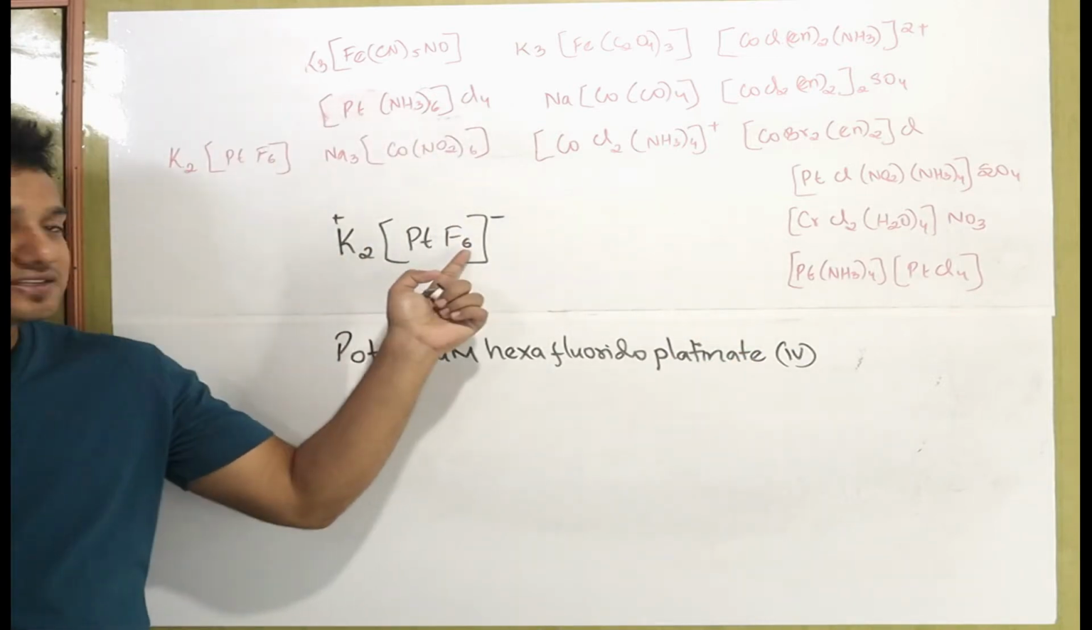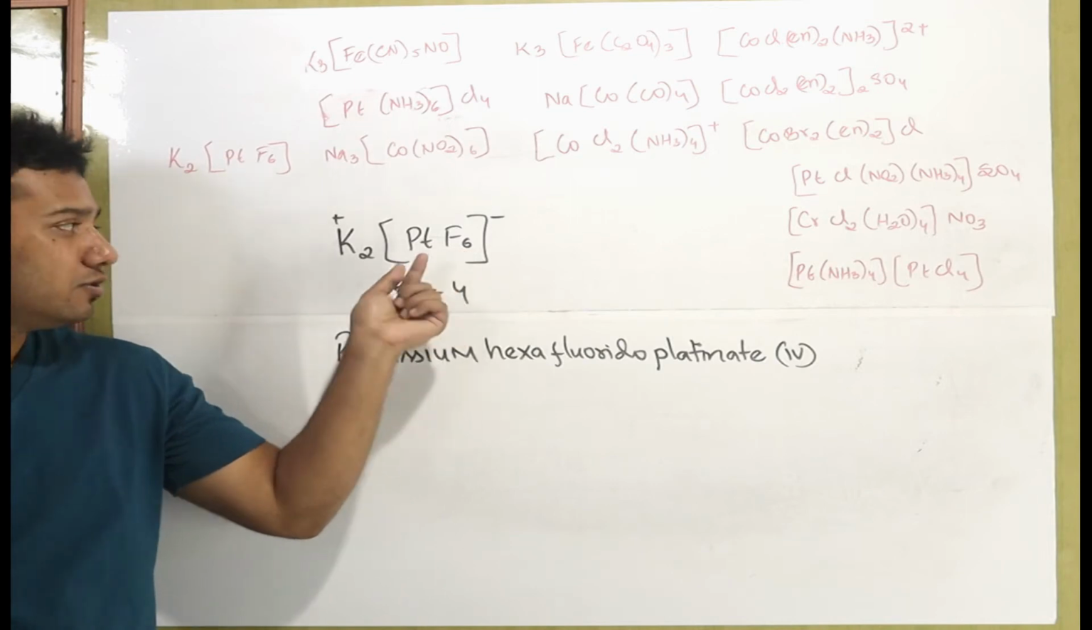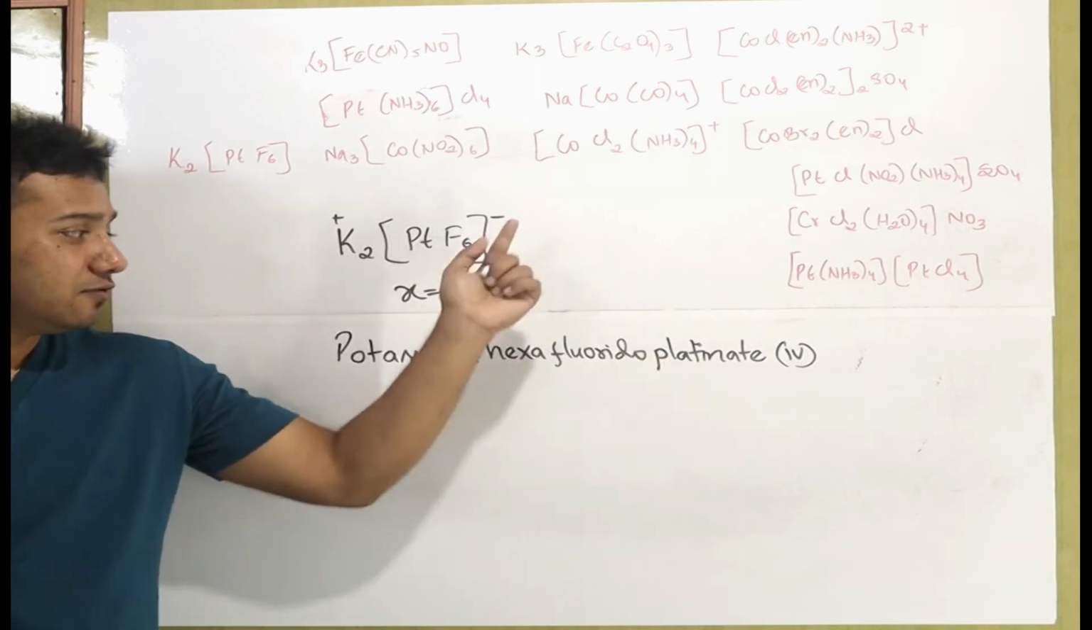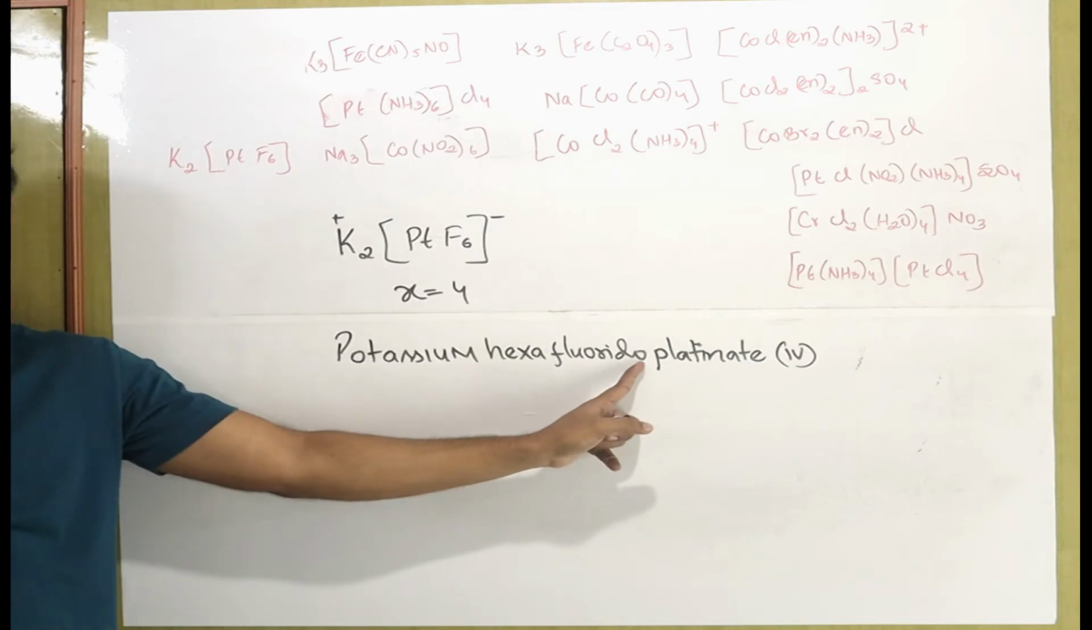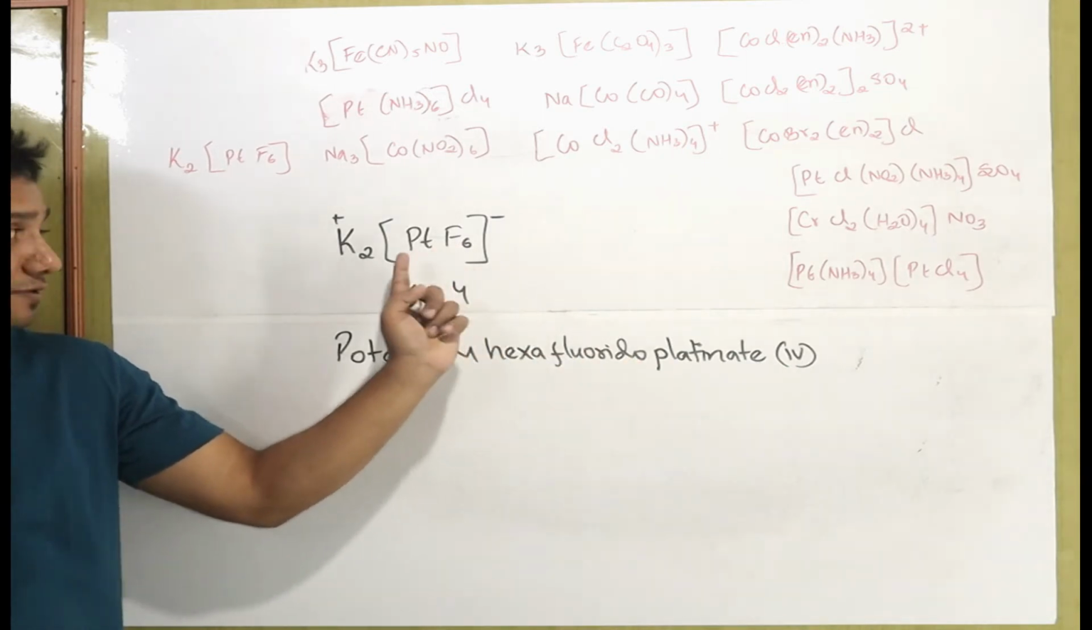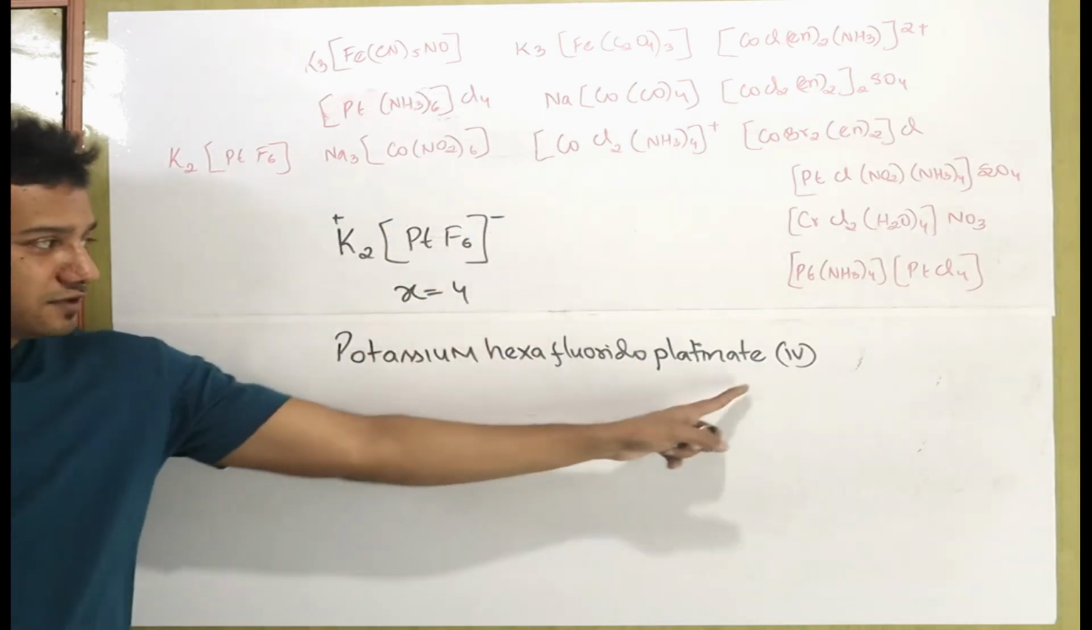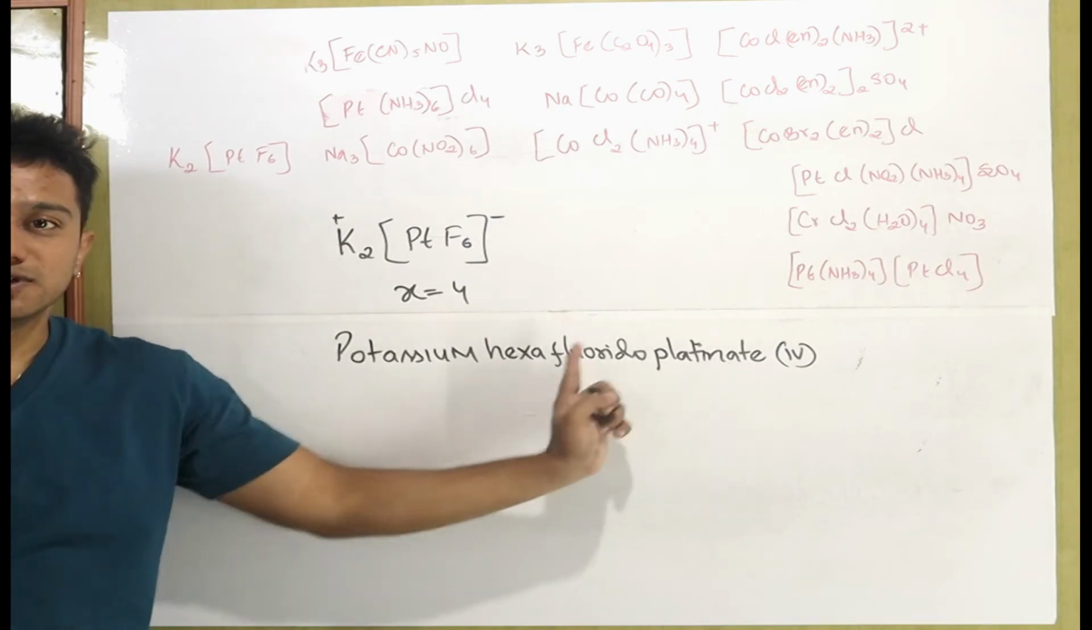Potassium hexafluorido platinate 4. Fluorido ends with O because the ligand is negative. The coordination sphere is negative, that's why it ends with ate. Always keep this in mind.